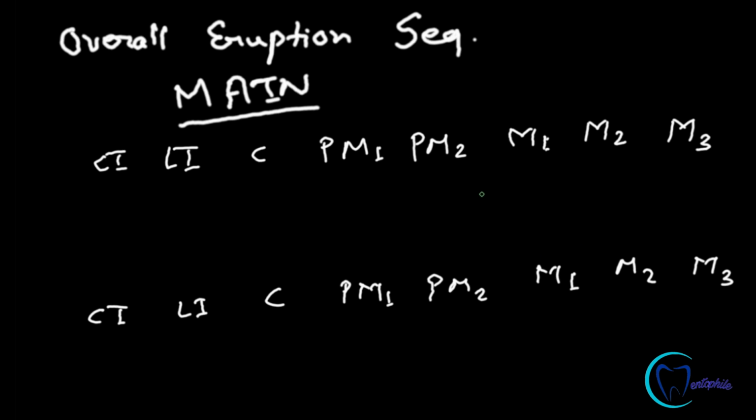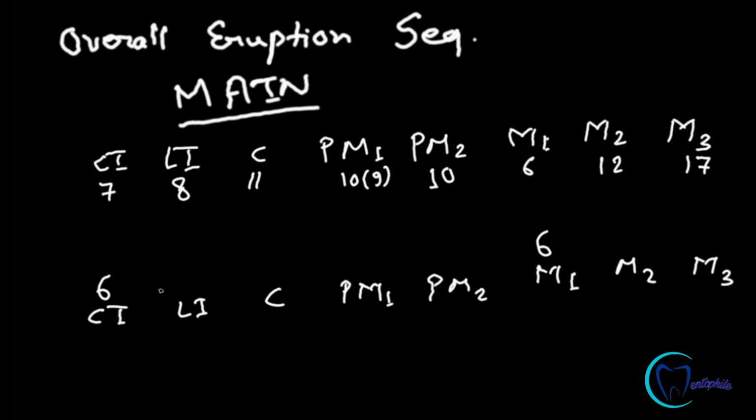The first teeth to erupt are the maxillary and mandibular first molar at the age of 6 years, and also the mandibular central incisor at the age of 6 years. For the maxilla, central incisor erupts at the age of 7 years, lateral incisor erupts at the age of 8 years. Then there is eruption of the first premolar, that is at the age of 9. Then second premolar at the age of 10 years, canine at the age of 11 years, and the second molar at the age of 12 years, and third molar at the age of 17 years.